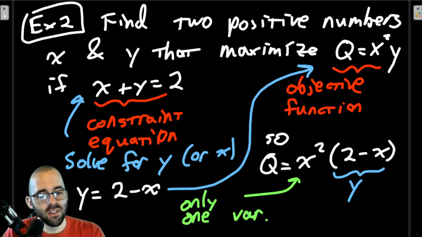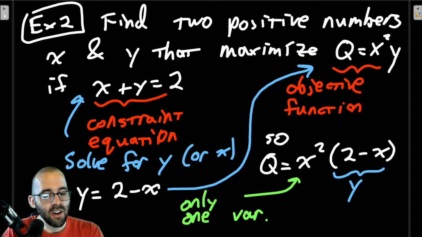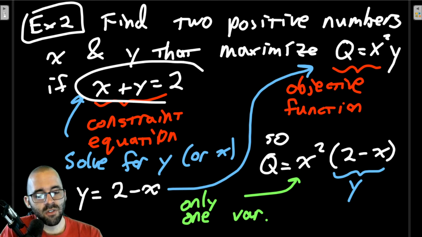The problem says find two... well, right off the bat, we haven't solved the problem, right? Find two positive numbers that maximize Q. Well, we found the x value that maximized Q, but we still need the y value. So we're going to use this constraint equation to find the y value.